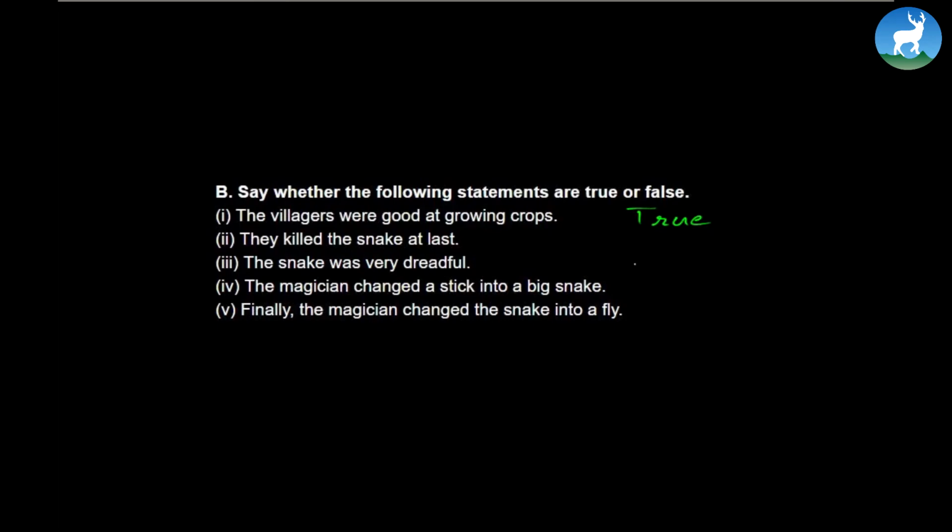They killed the snake at last. Did they actually kill the snake? Of course not. They never killed the snake. Alright, so just true or false. Of course, you can do it in the classroom.